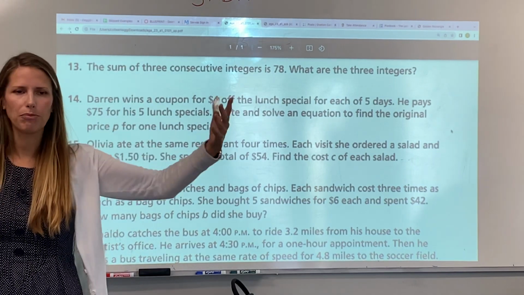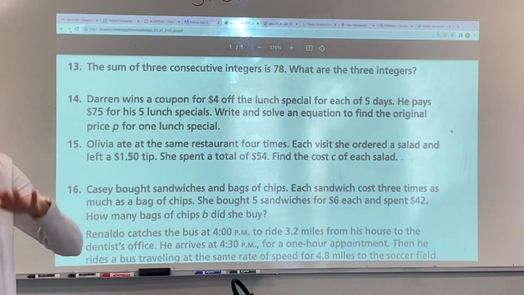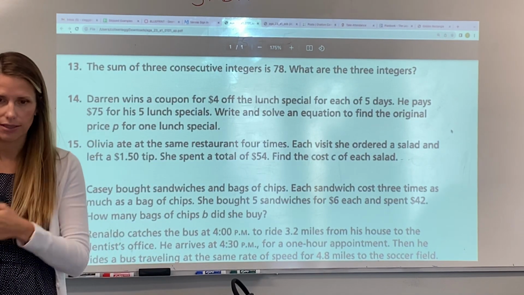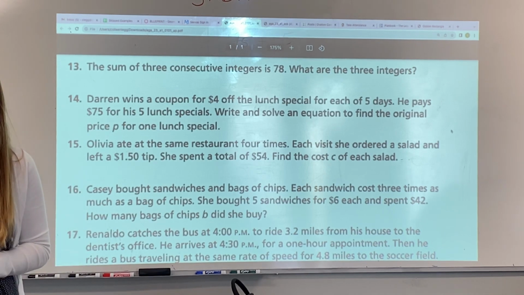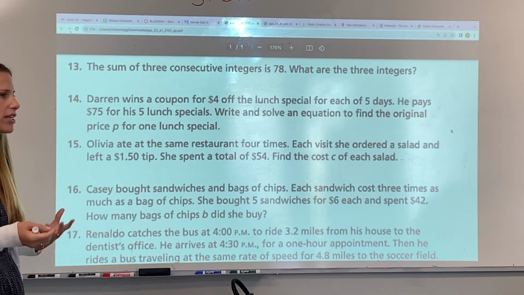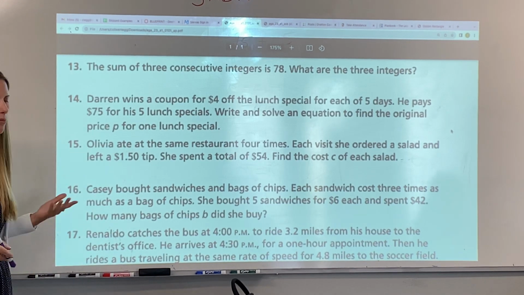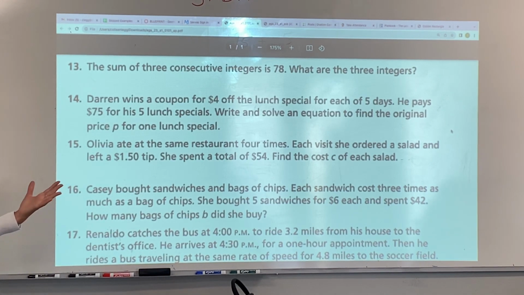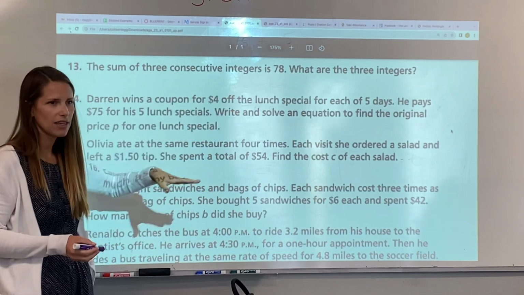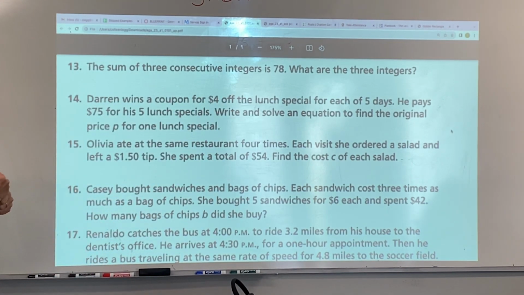Somebody give me an example, a really easy example, low numbers, of 3 consecutive integers. 1, 2, 3, I love it. Give me another example of 3 consecutive integers. 4, 5, 6, good. So we could just keep naming and naming. There are 3 consecutive integers that add up to 78, and there is an algebraic equation that we can set up to figure them out.